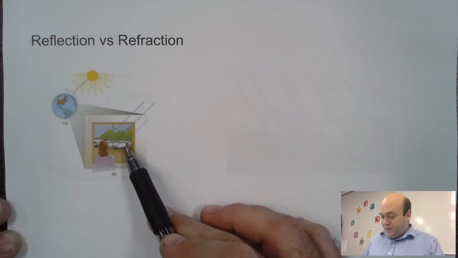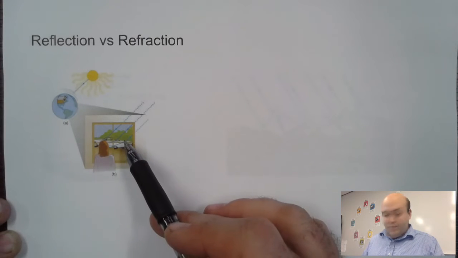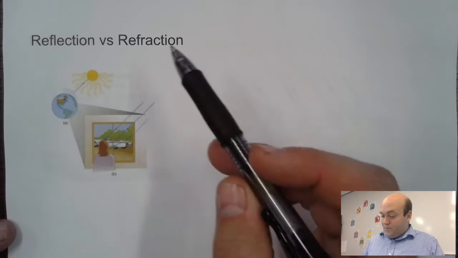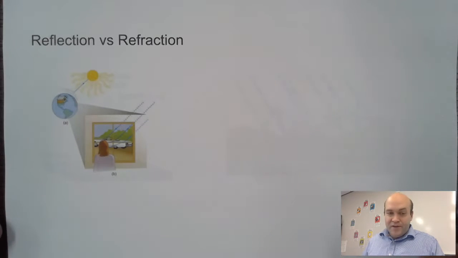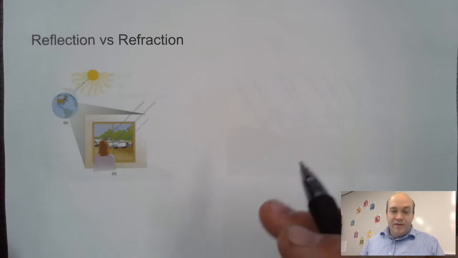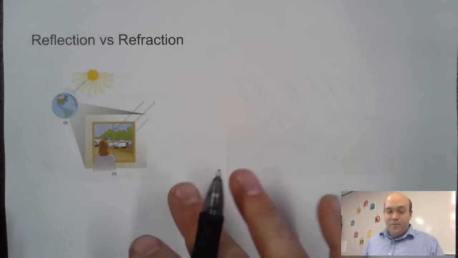In this picture, though, we've got the light first bouncing off the car, reflecting off the car, and so that's the difference between reflection and refraction. Reflection is where the light gets deflected and sent back off in a different direction. Refraction is where it passes through the material and only changes direction somewhat.